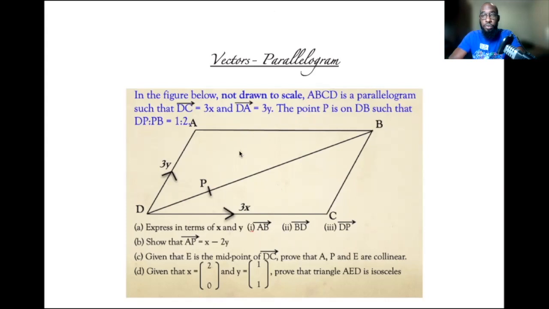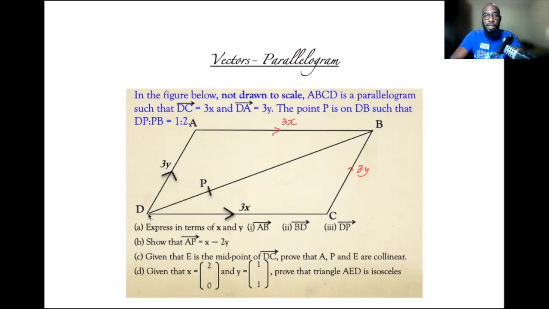The first thing we'll do is label the diagram. If DA, in the direction of the arrow, is 3y, CB is 3y as well. So here is 3y. If DC is 3x, therefore AB, looking at the direction of the arrow, is 3x as well. The point P is on DB, such that the ratio DP to PB is 1 to 2.